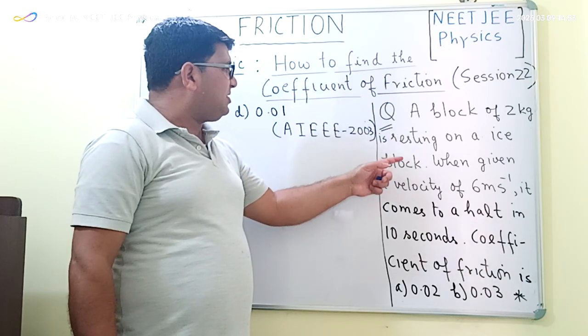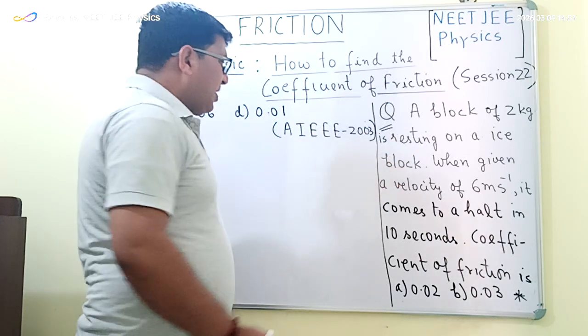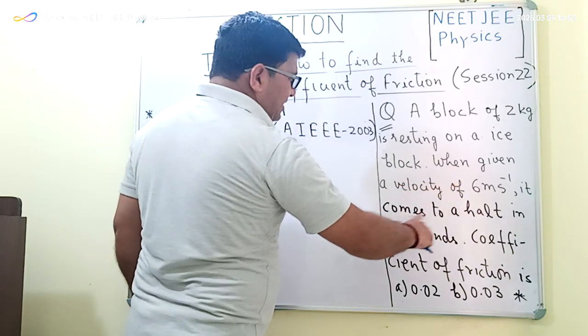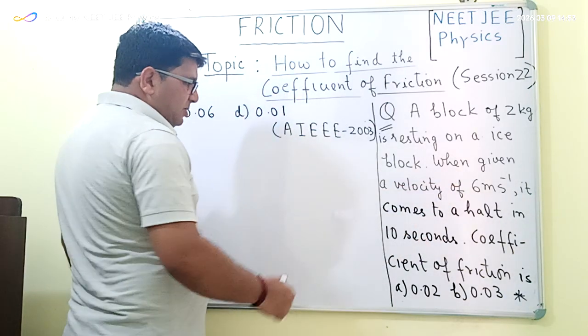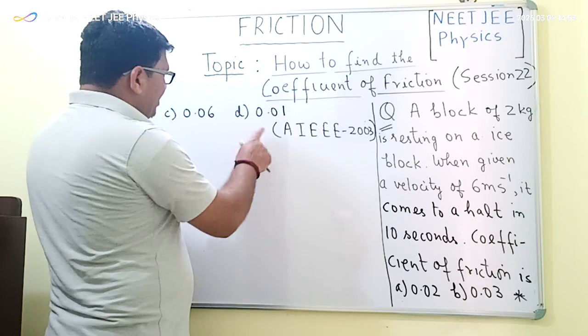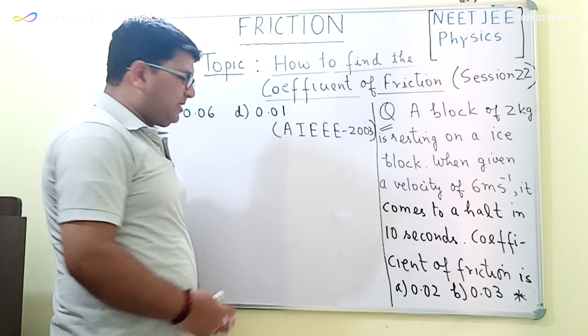a block of 2 kg is resting on an ice block. When given a velocity of 6 meters per second, it comes to a halt in 10 seconds. So the coefficient of friction is, so we have four options here and we have to find the correct option.